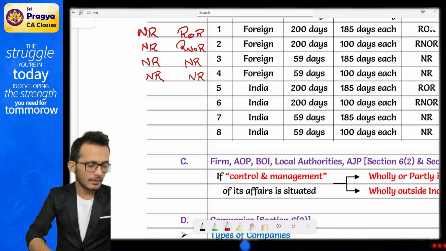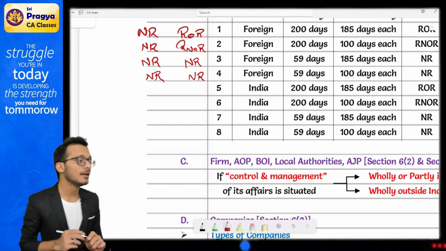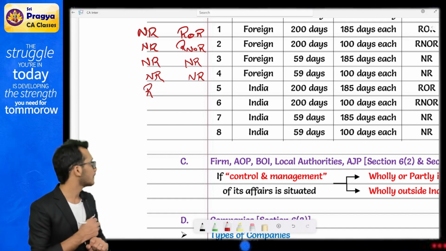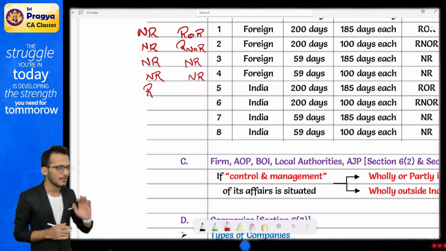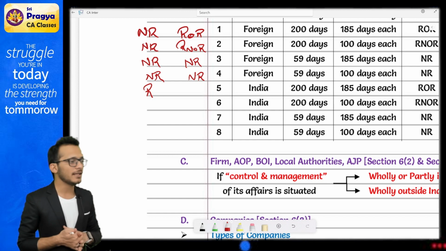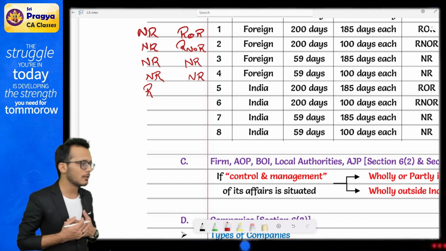Clear? Yes. Then I am saying that Rahul, my HUF is India. What is my HUF? India. If my HUF is India, HUF now becomes R. Yes. If your HUF is India, that means HUF becomes R. The moment HUF becomes R, now I have to split between ROR and RNOR. I don't know. So let's hold.